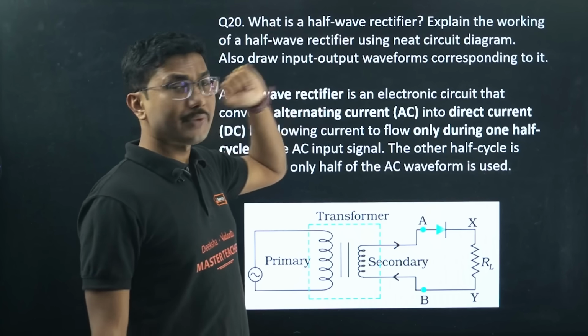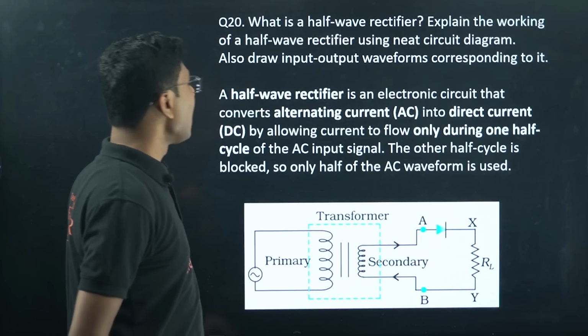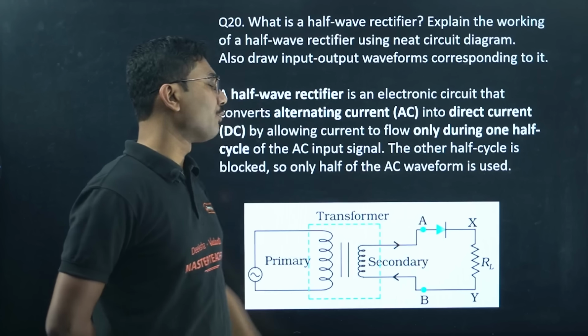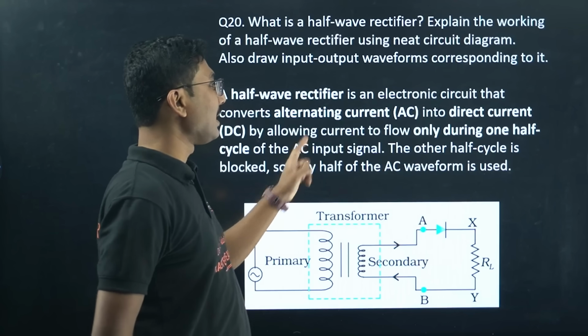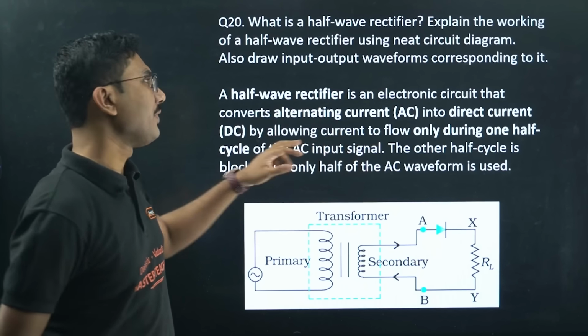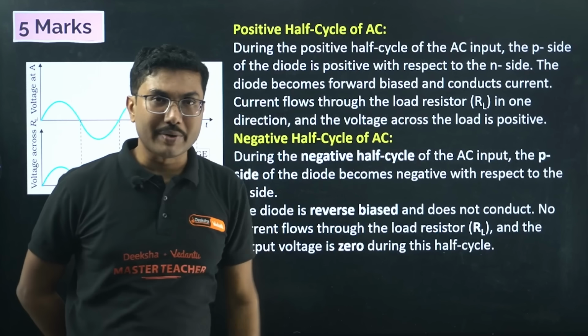What is a half wave rectifier? Again, same question. A half wave rectifier is an electronic circuit that converts alternating current AC into direct current DC by allowing the current to flow only during one half cycle of the AC input signal. The other half cycle is blocked. That's why it is called a half wave rectifier. The diagram is very simple. Don't confuse the diagram of half wave and full wave.